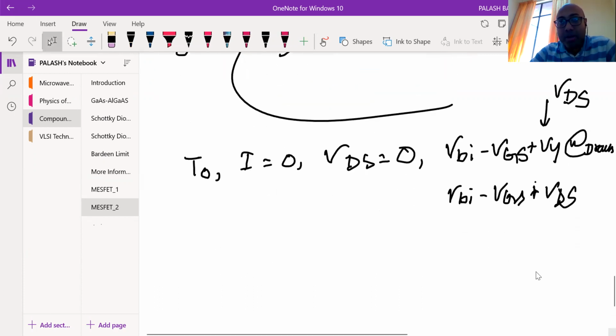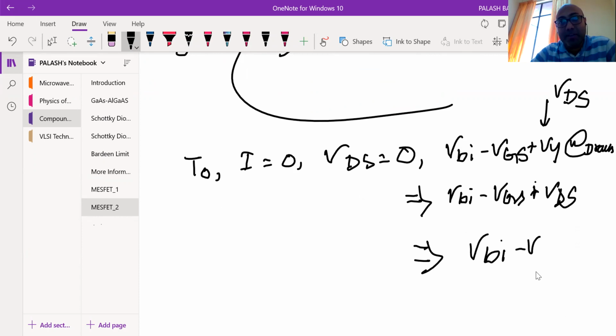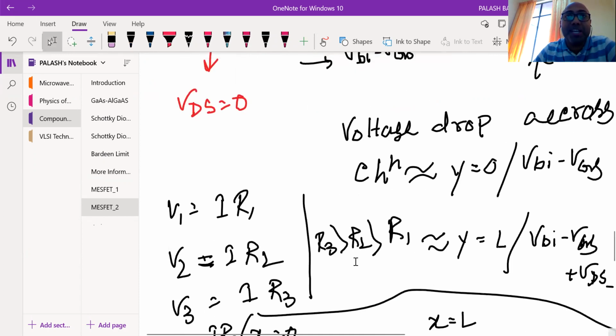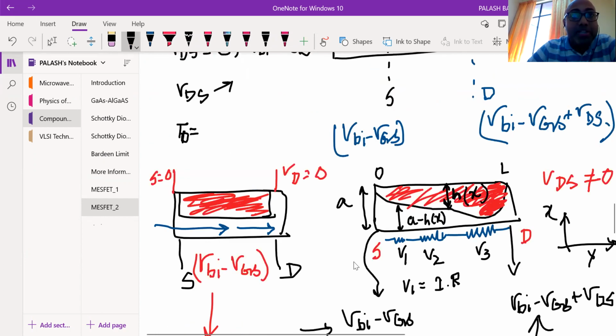So in this case, what will happen? You have put VDS equal to 0, so you'll get VBI minus VGS. Look at that. You have closed this junction. The moment you stop the current flowing, your VDS is equal to 0. The moment VDS is equal to 0, what is the overall potential? VBI minus VGS. Again, it will open up. Look at that, this is my voltage drop where we have the opening. This is my VBI minus VGS, which has opening, right?